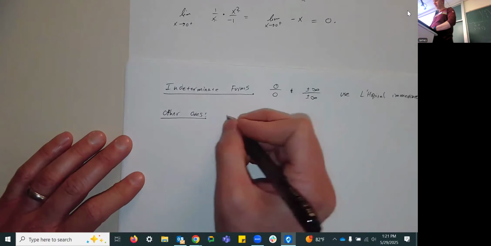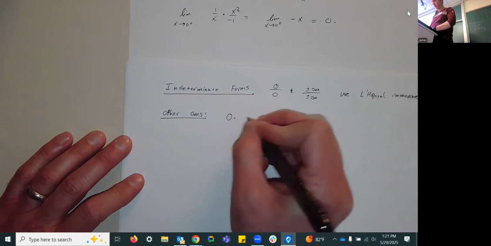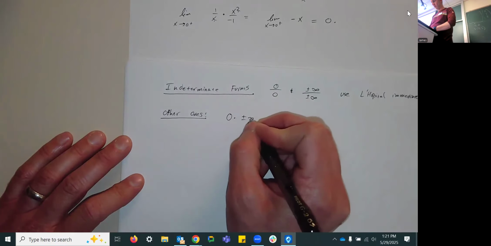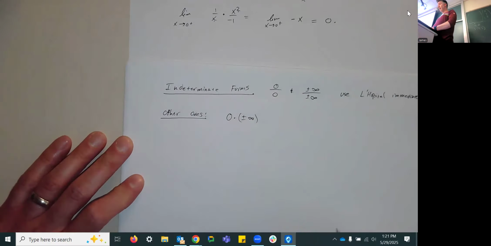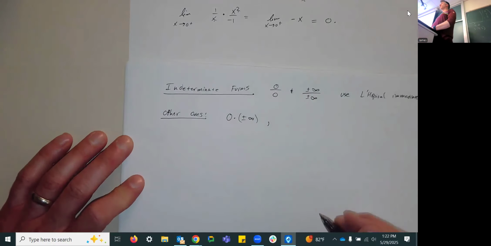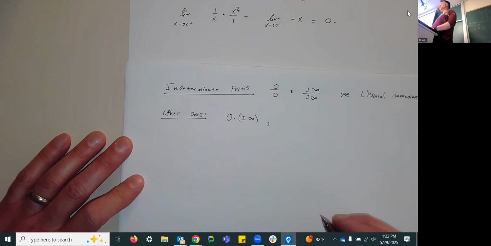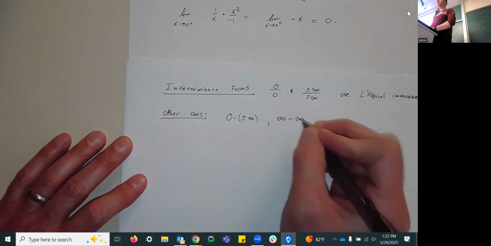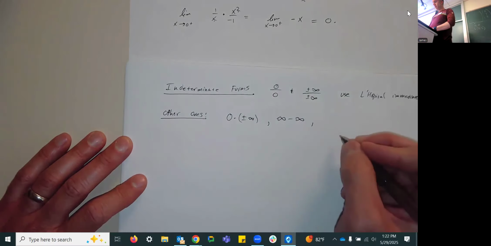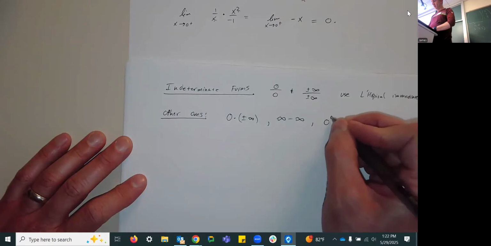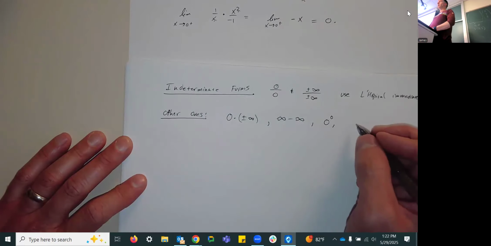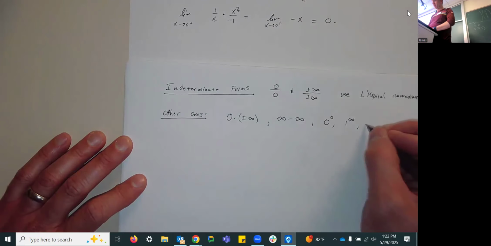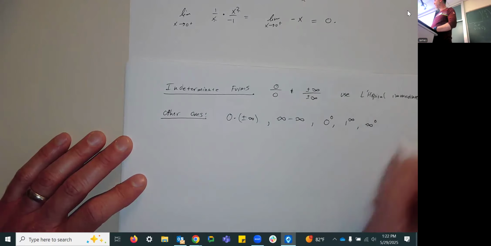But then we have the other ones, the less good ones, where we have to first manipulate them. The other one that we've seen so far is 0 times some sort of infinity. And here are the other ones we're going to maybe see. Infinity minus infinity. 0 to the 0th power. 1 to the infinity power. And infinity to the 0th power.